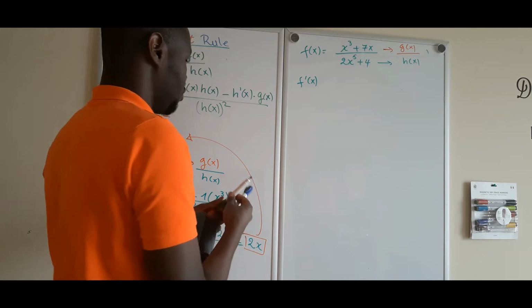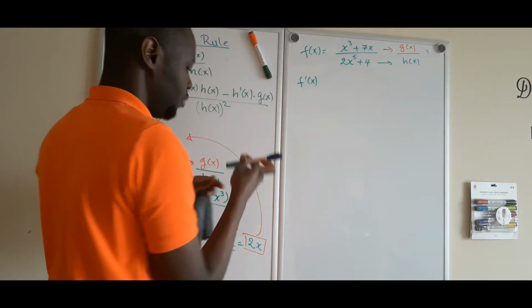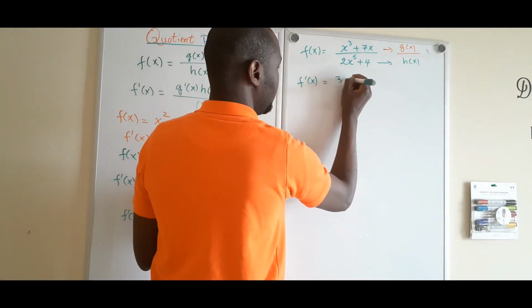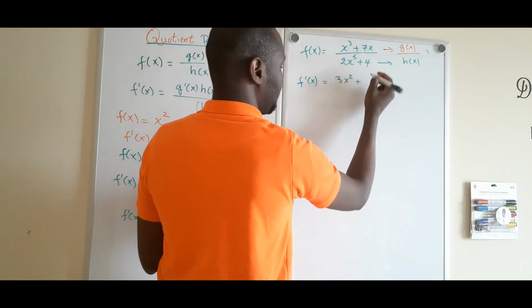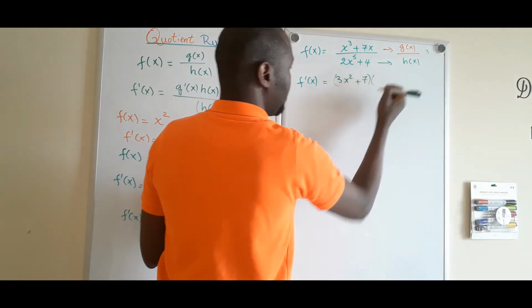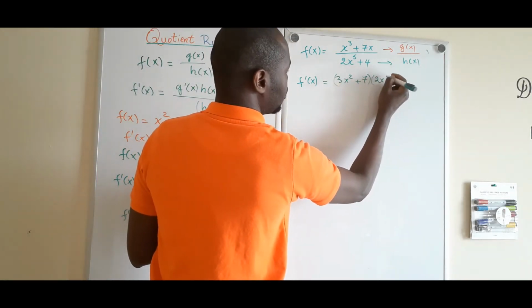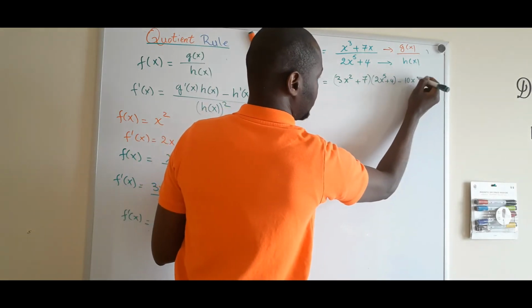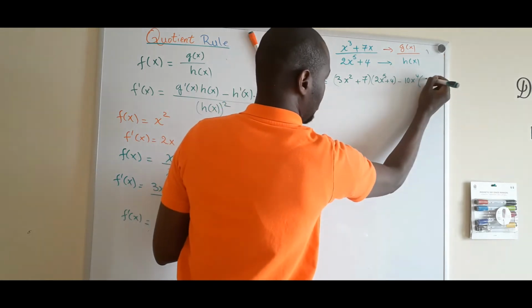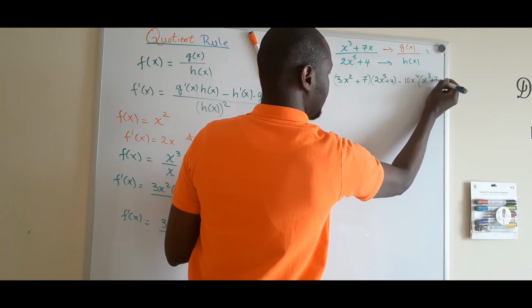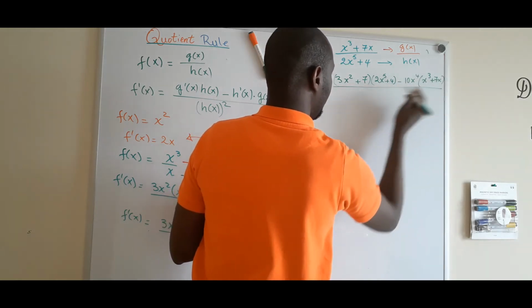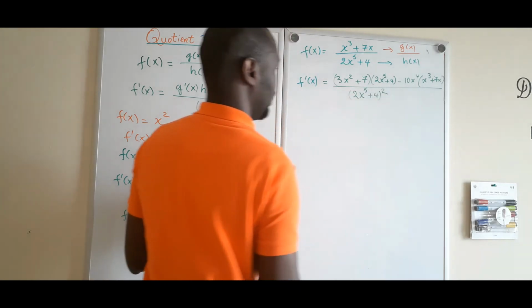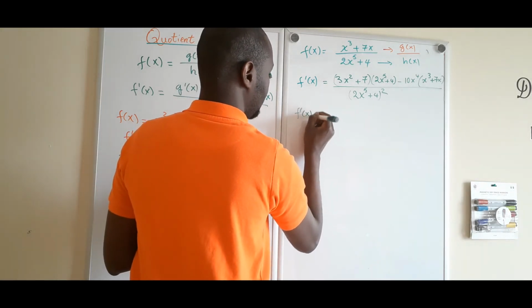Now what's f prime of x? We said the first thing we need to do is find the derivative of the first, g of x, so that's 3x squared plus the derivative of 7x, which is just 7, multiplied by 2x to the power 5 plus 4, minus the derivative of the second, so that's 10x to the power 4, multiplied by g of x, x cubed plus 7x, and everything divided by 2x to the power 5 plus 4, squared.